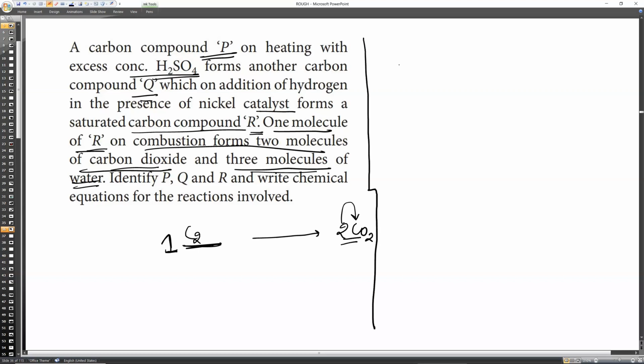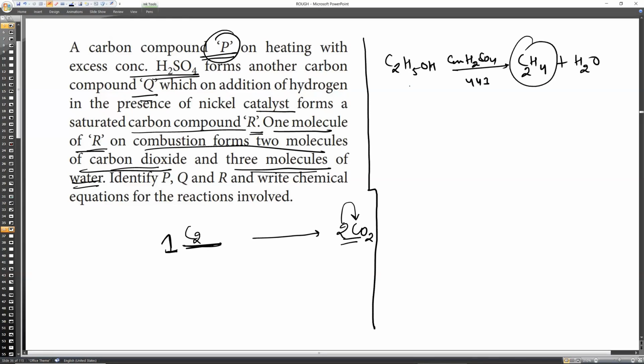So you can write it in a very simple manner that this is a 2 carbon compound. It can be ethanol, whatever it is, it should be eth-. This is very simple: when a carbon compound P is heated with excess concentrated H2SO4, it should be an alcohol, because you know that when you heat it with concentrated H2SO4, this same reaction repeats. It will give you a 2 carbon alkene plus water.